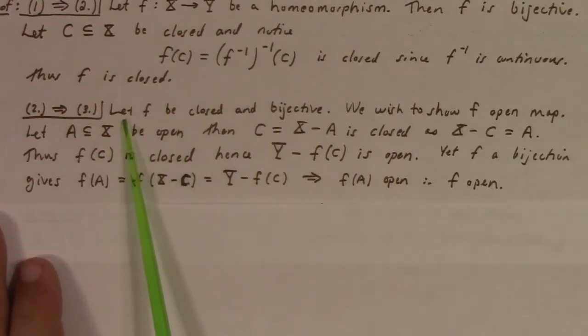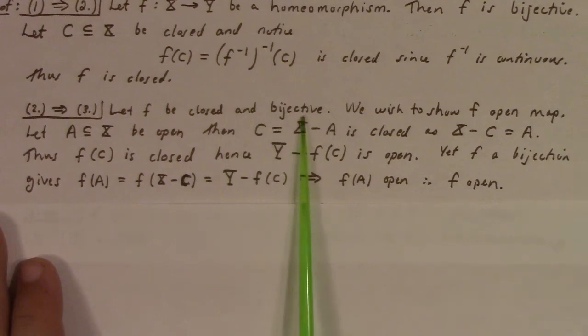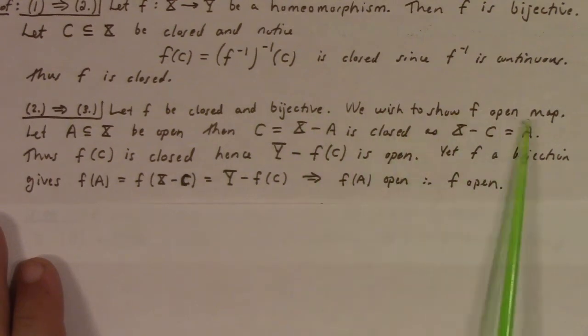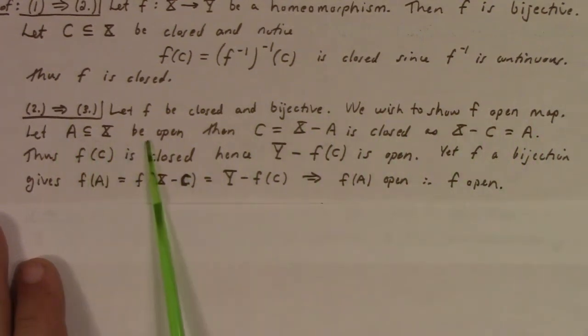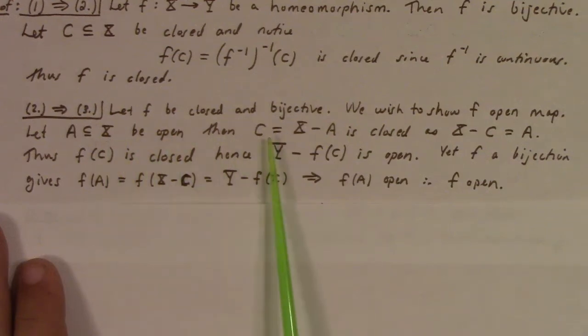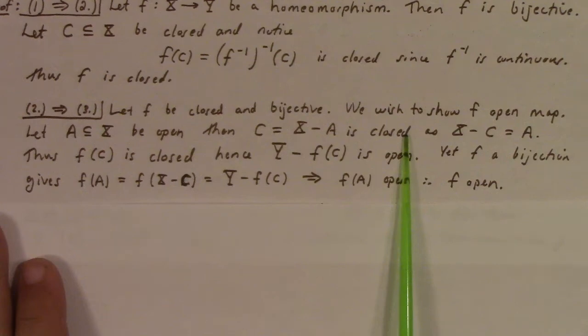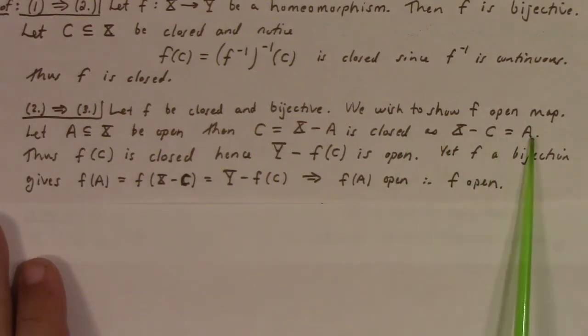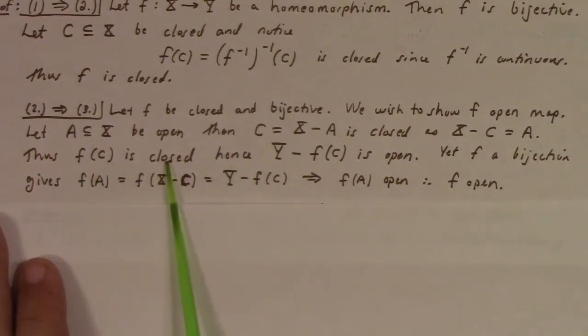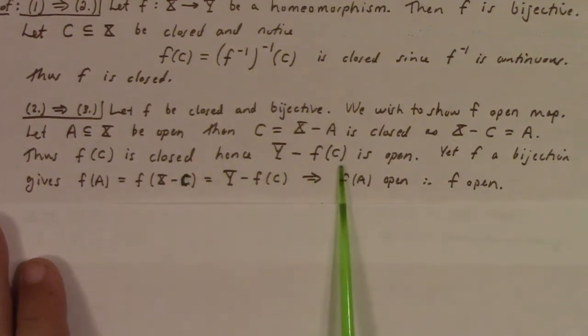All right, so let F be closed and bijective. We want to show F is an open map. So if A is an open set in X, the complement of A in X, call it C, is closed, right? Because of course X minus C is A again. So F of C is closed because we're assuming that F is a closed map, right? And that means that Y minus F of C is open.